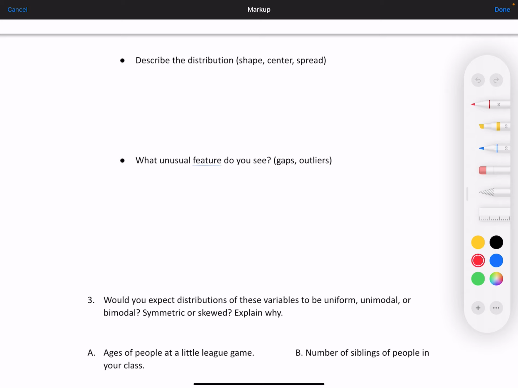Okay, it says to describe the distribution: shape, center, and spread. From your histogram, what did that look like when we graphed that on your calculator? Thinking about unimodal, bimodal, symmetric, uniform, and then is it skewed or not?